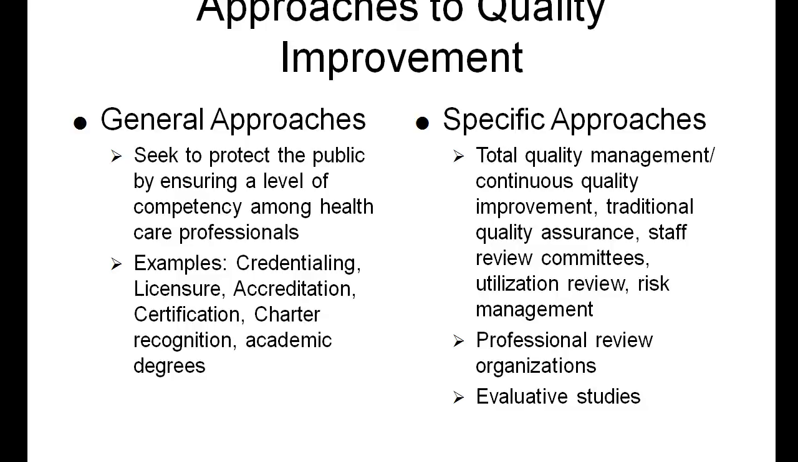All right, specific approaches. So total quality management, continuous quality improvement, traditional quality assurance, staff review committees, utilization review, risk management. We've all heard it, right? Basically, what are our specific approaches to improve quality? We're constantly reviewing things. We have quality improvement committees, and we look at our risk management. We look at our utilization review. We go back and say, okay, last month we utilized X amount of sitters but we didn't utilize this many restraints. And then how did that improve bed sore numbers and nosocomial infection numbers and fall risks and stuff like that? So that's how you can approach it.